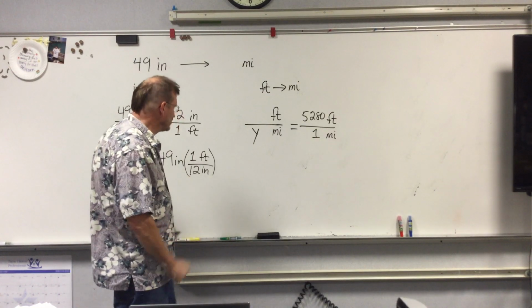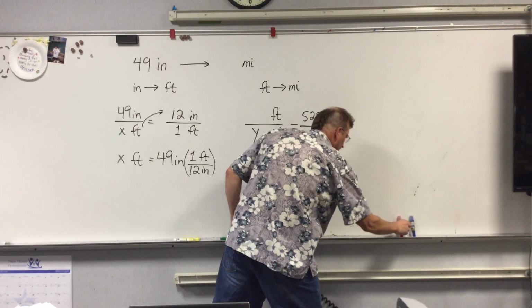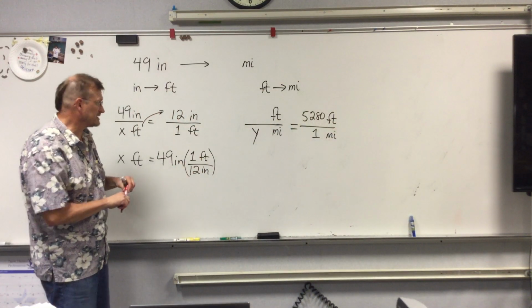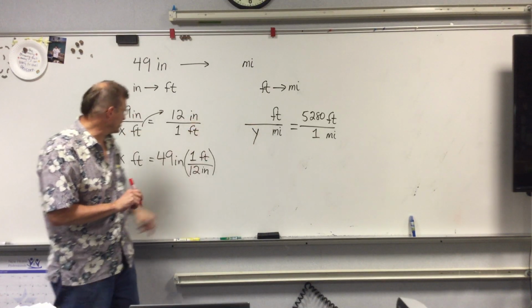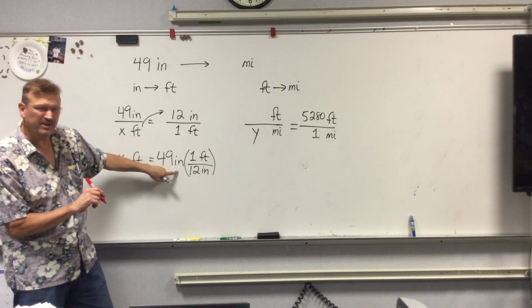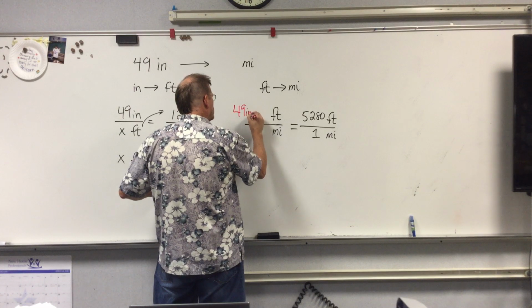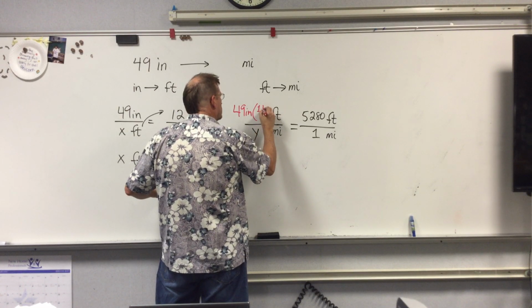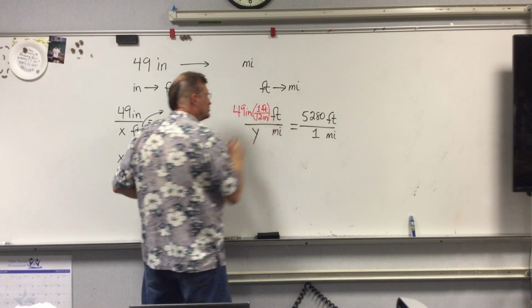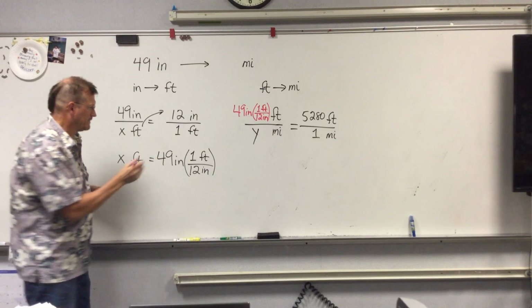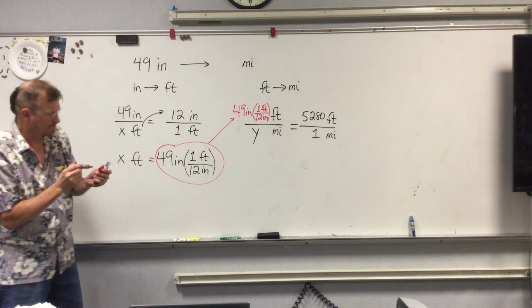Now here's where I'm going to change colors. Because, no, I don't want to do blue. Red is a nice contrast. So our answer for the number of feet that needs to go here is actually the answer to this here. So I am going to write 49 inches times 1 foot over 12 inches. Okay? That is this value going up there.